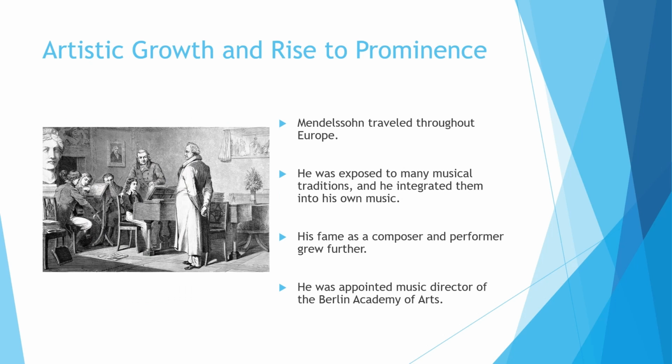Artistic growth and rise to prominence. Mendelssohn traveled throughout Europe. He was exposed to many musical traditions, and he integrated them into his own music. His fame as a composer and performer grew further. He was appointed musical director of the Berlin Academy of Arts.